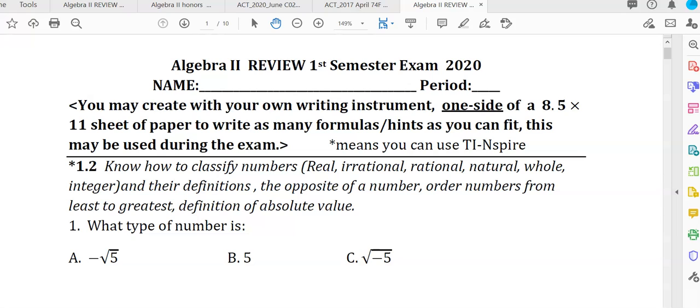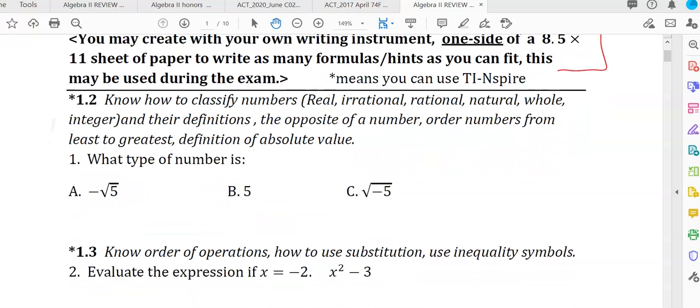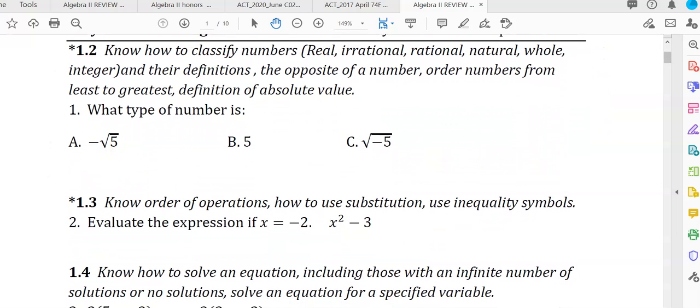Okay, so you can make a cheat sheet for the exam. One side of a piece of computer paper or graph paper. Put as many formulas, hints, whatever you want on there. So as you go through this review, I would be writing down formulas. If you don't know how to do one of these things, write it down and put it on your cheat sheet. So you have to know how to define a number, like what classify a number.